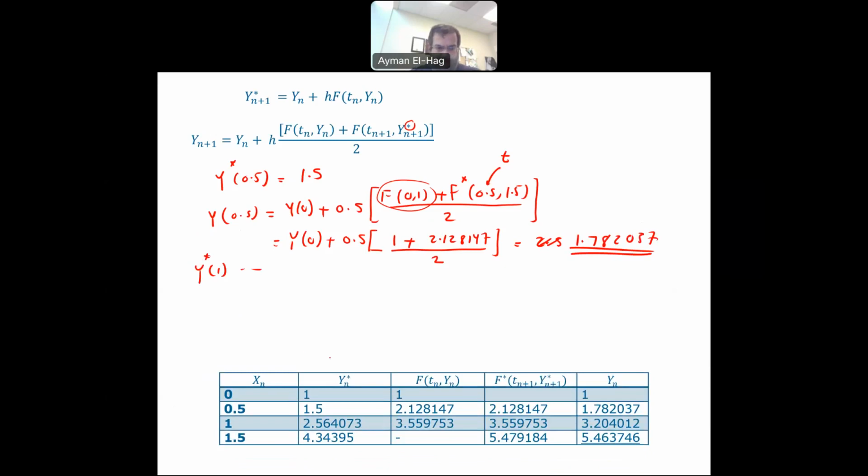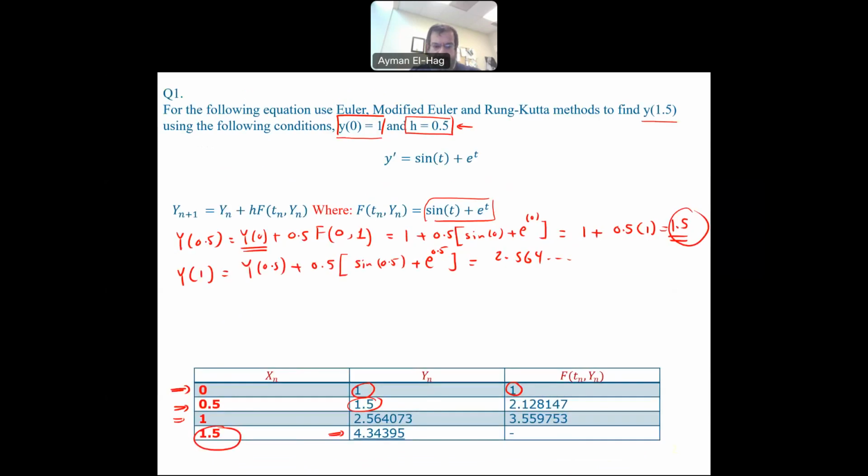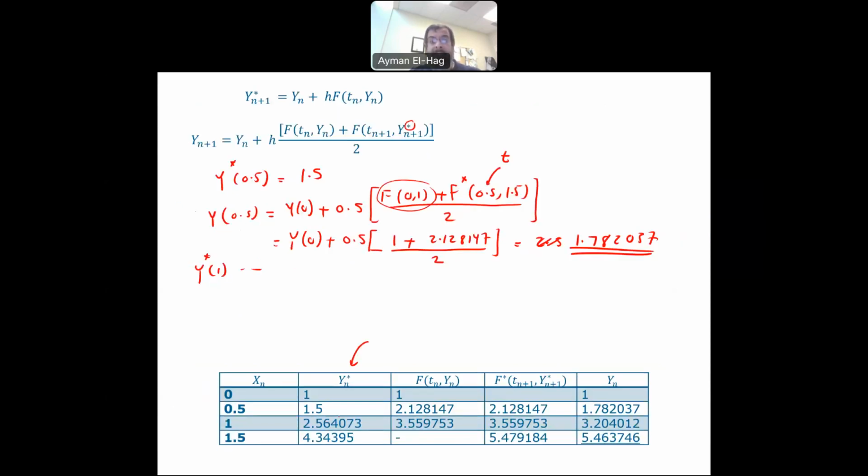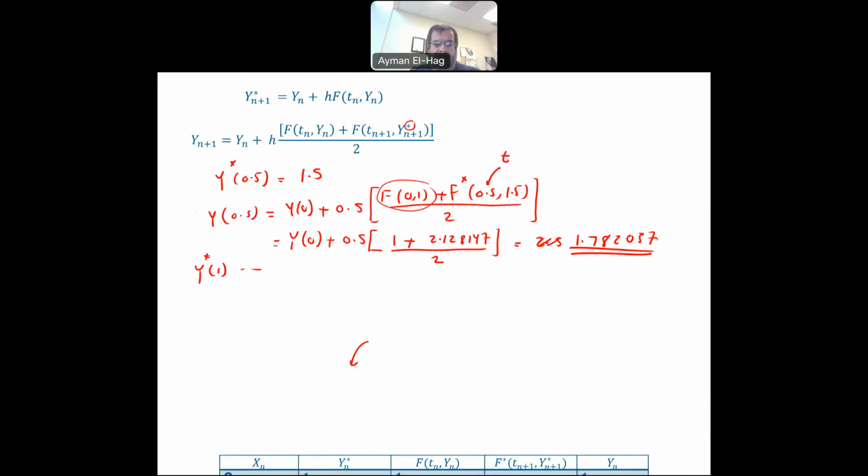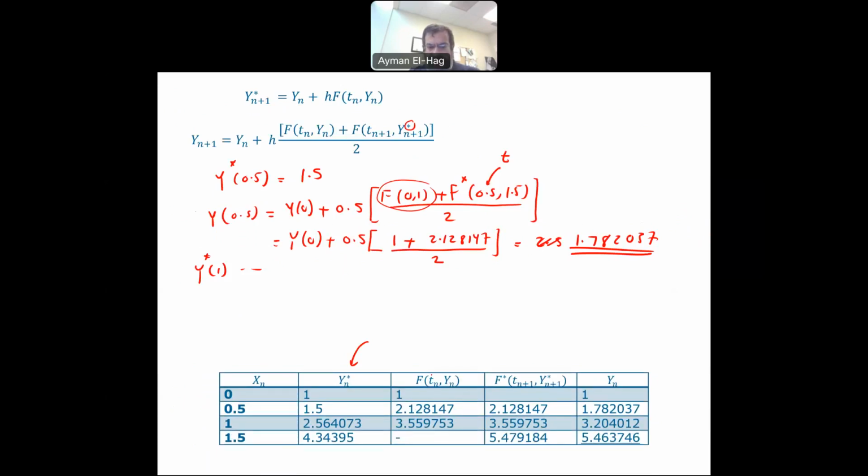And here is the answer. You look here, this is your x, 0, 0.5, 1, 1.5. You find the intermediate step, which is nothing but here. You see the output here matches the output of the intermediate step. They are exactly the same, so this step is the same as the Euler method. Then we find the function both at the initial or previous t and at the current t. The function is only a function of t.